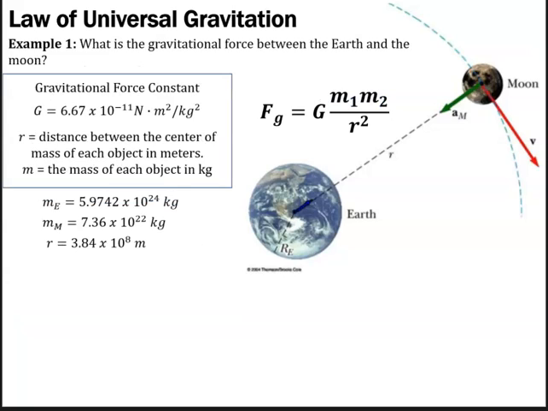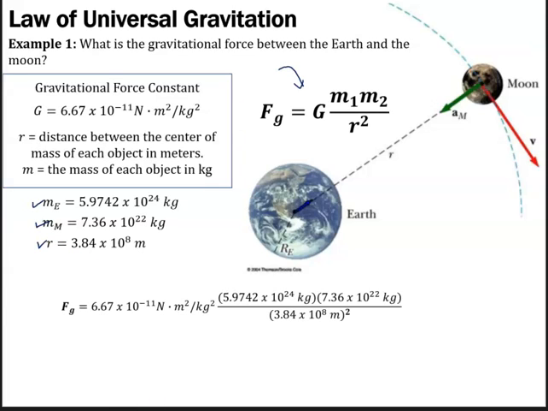So let's go ahead and do an example using the Earth and the Moon, and we're going to find out what is the gravitational force between the Earth and the Moon. So I have down here the mass of the Earth, the mass of the Moon, and the distance between the centers of the Earth and the Moon. I'm going to take these numbers and plug them into this equation. This is a lot of writing, so I did go ahead and type these in. So this is what it looks like when I put them all together.